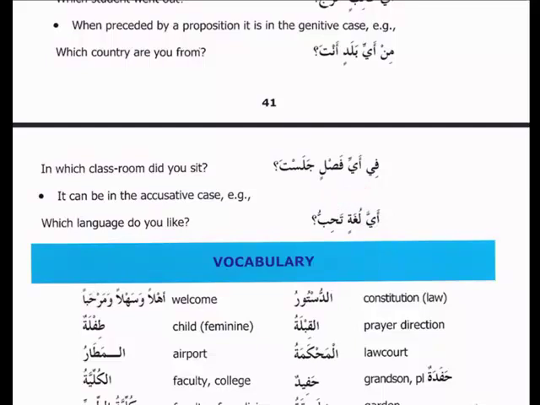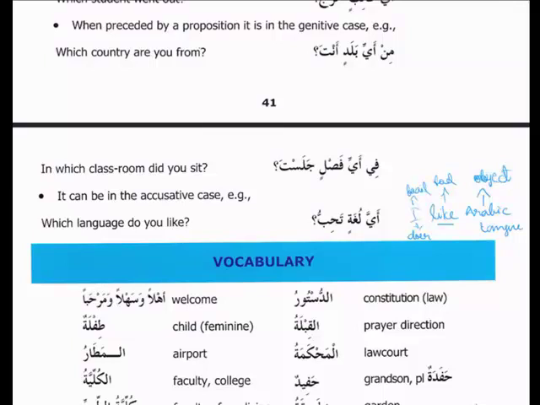Because if I say I love Arabic language, so I, the one liking, is what? The fail. This is the doer. Liking is the fail. And what do I like? Arabic. This is the object. So we know that the object is always in nasab state, isn't it?